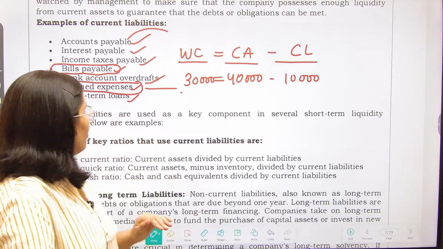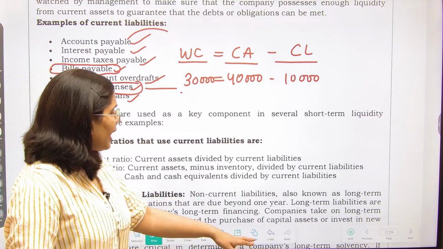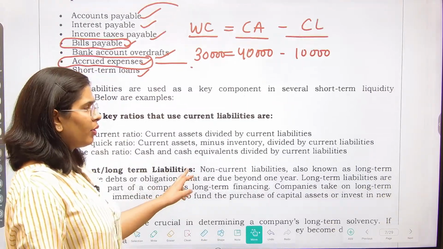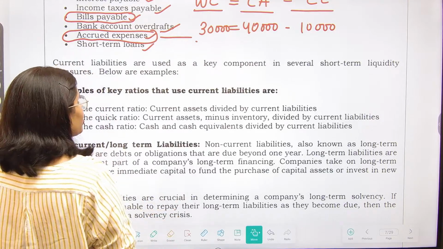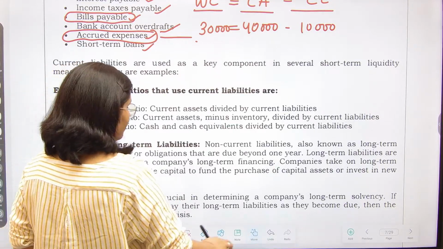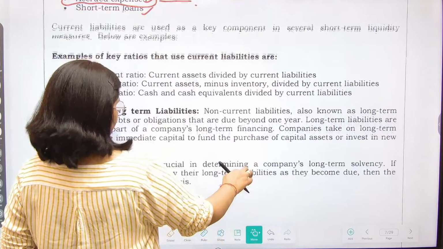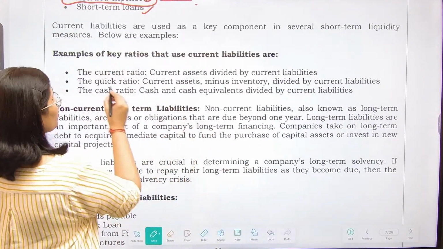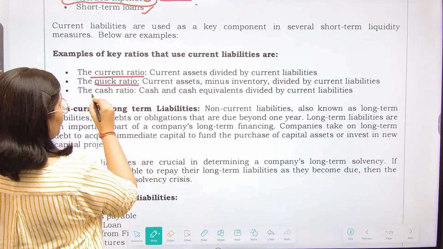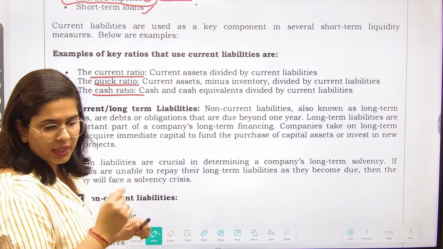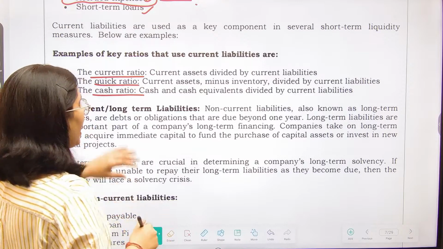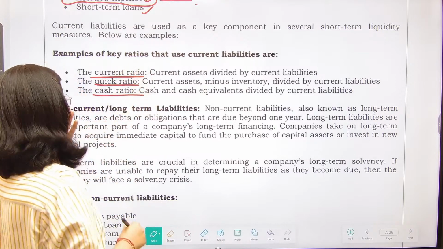Fine. There are so many ratios also that we calculate, but I'll not talk about them here, because anyways we are going to cover this when we'll be talking about the ratios. Okay, so just a quick look: current ratio, quick ratio, cash ratio, all of these we'll be talking about in the lecture of ratios. So here I am skipping it.